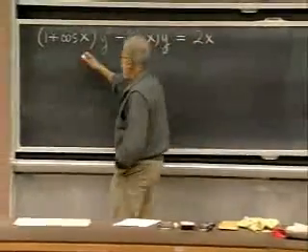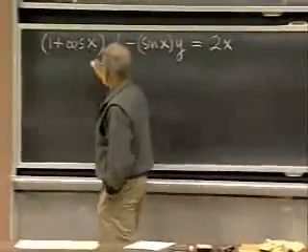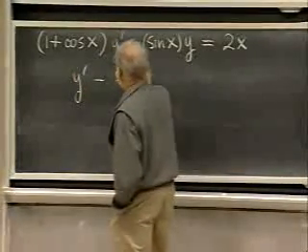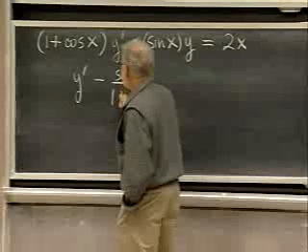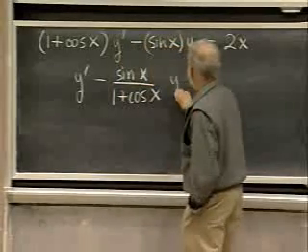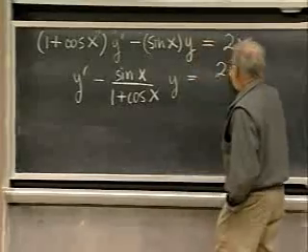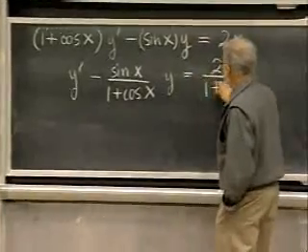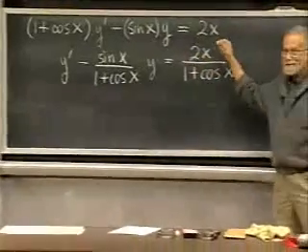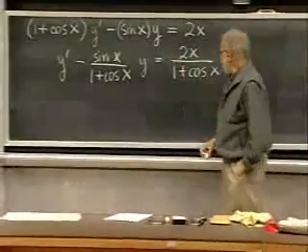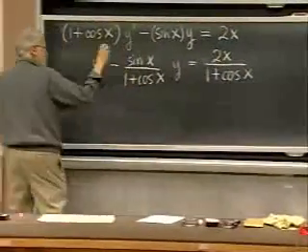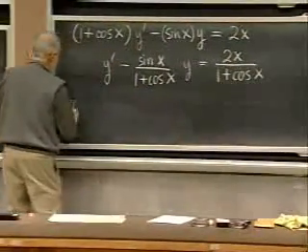So what do we do? We write this in standard form. So it's going to look like y prime minus sine x divided by 1 plus cosine x times y equals, my heart sinks because I know I'm supposed to integrate something like this, and boy, that's going to give me problems. Okay, well, not yet. What's the integrating factor?